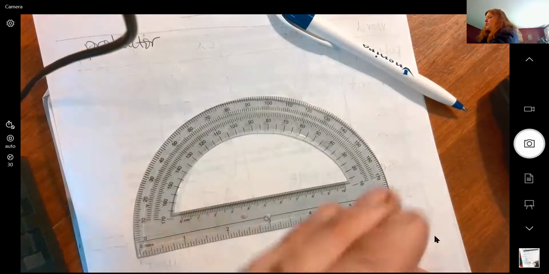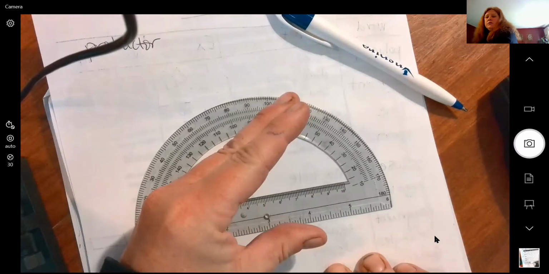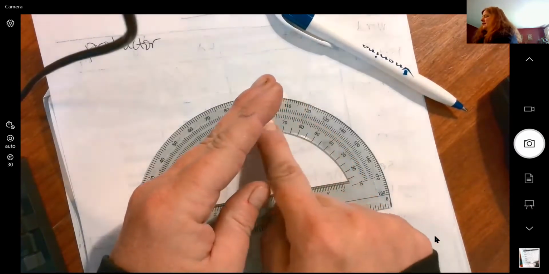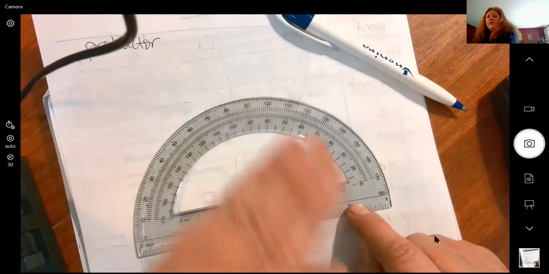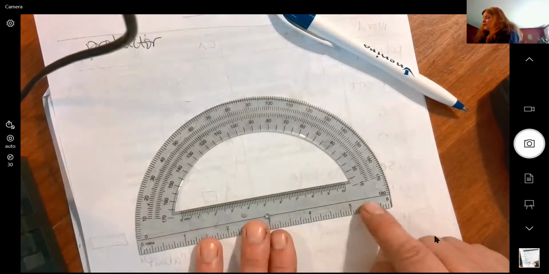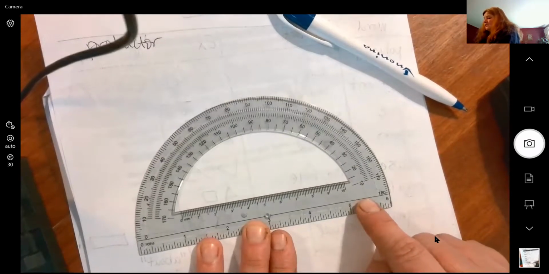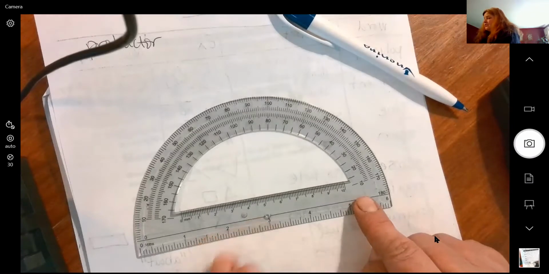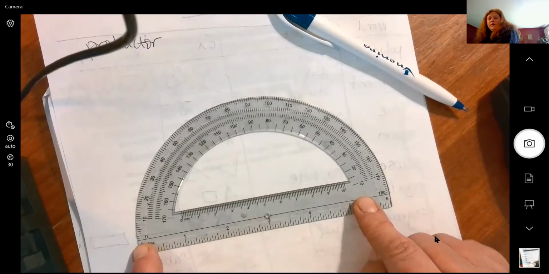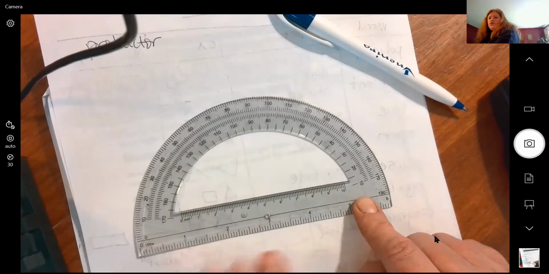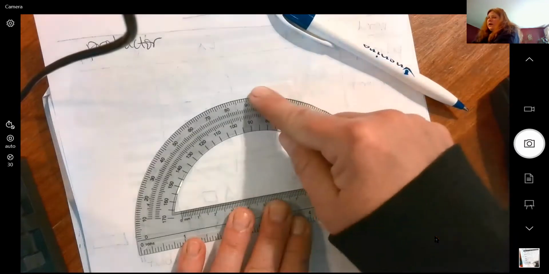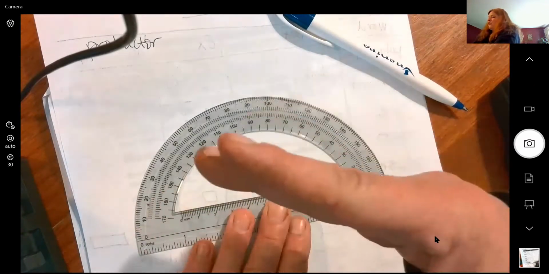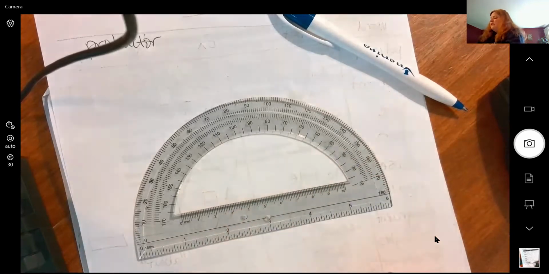But if your angle is pointed this direction, notice that the numbers on the inside count up here. And 0 would actually be on the line. So the line is considered 0, just like over here, the line is considered 0. So you never want to start at a big number and count down. You always want to find whichever way is pointing. You need to start at 0.